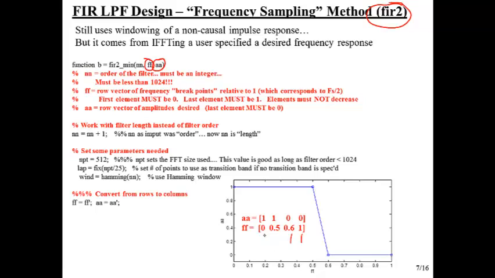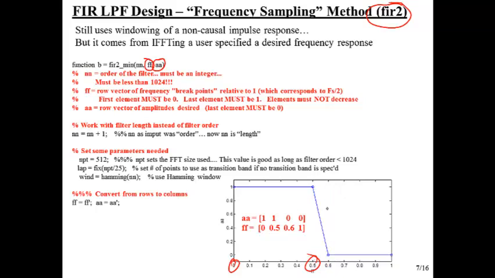So those 2 vectors tell us that we want to go from 0 to 0.5 with a frequency response level of 1, non-dB, and then from 0.6 to 1 we want this thing to be 0. So we're designing a low pass filter. We're striving for an ideal stop band, although we won't get it. This also tells us that the transition band we're trying for is between 0.5 pi and 0.6 pi. So these are all normalized frequencies.